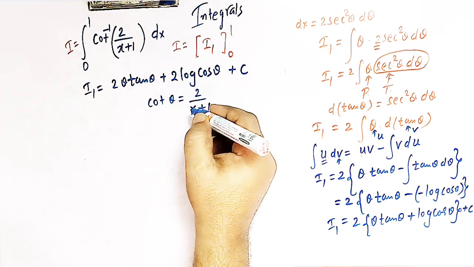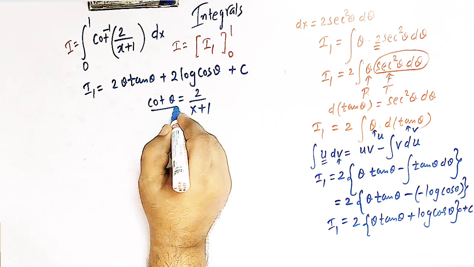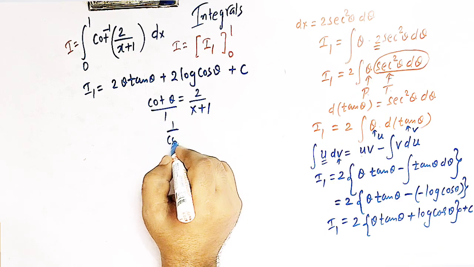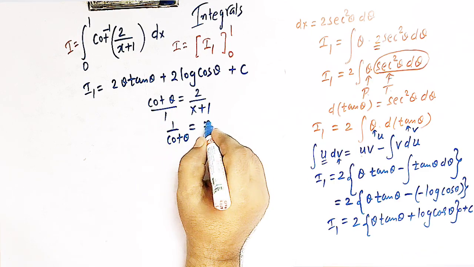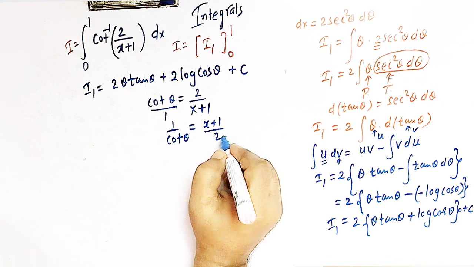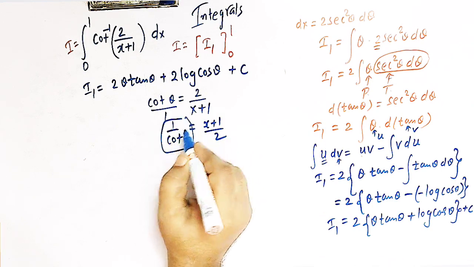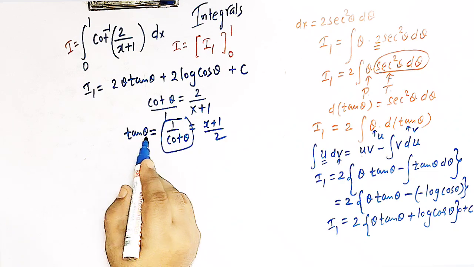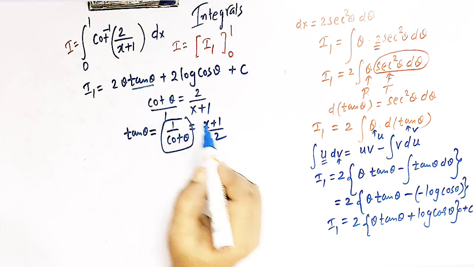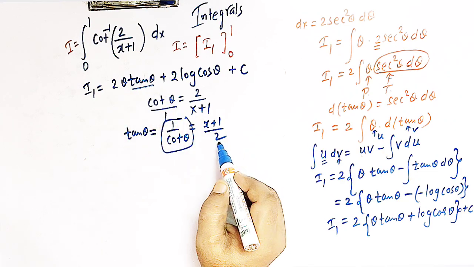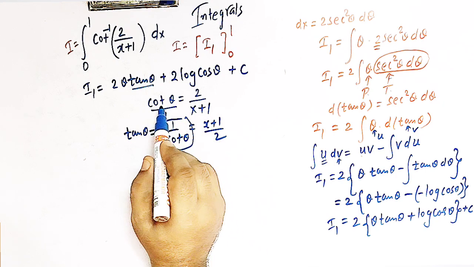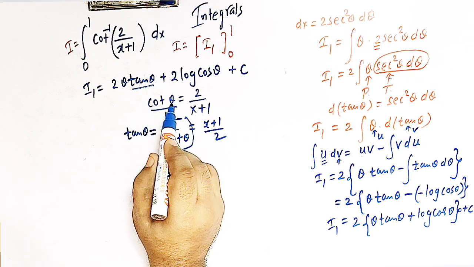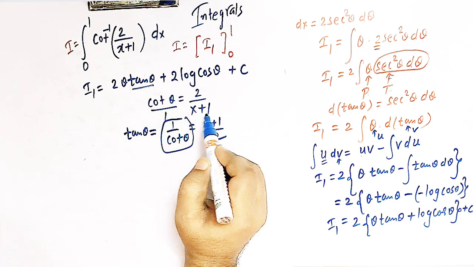So if we take the reciprocal, then here we have 1 over cot theta is equal to x plus 1 over 2, and 1 over cot theta is tangent of theta. So tan theta can be replaced by x plus 1 over 2, right? Now see, here we have cot theta is equal to 2 over x plus 1.